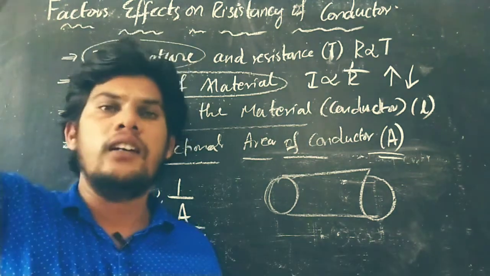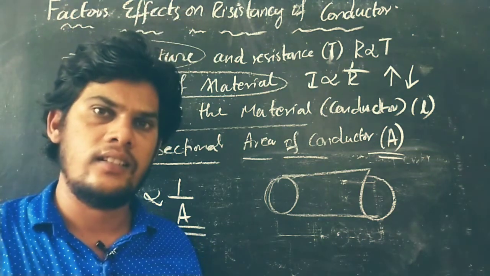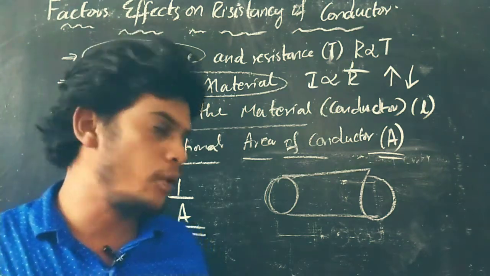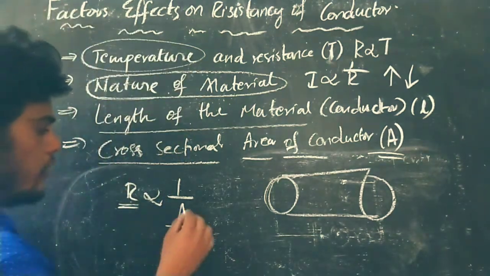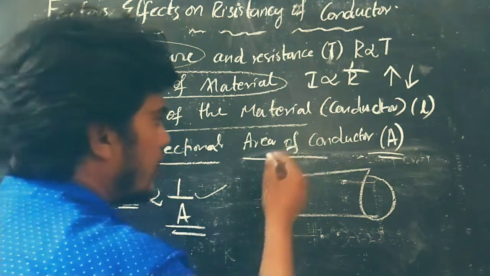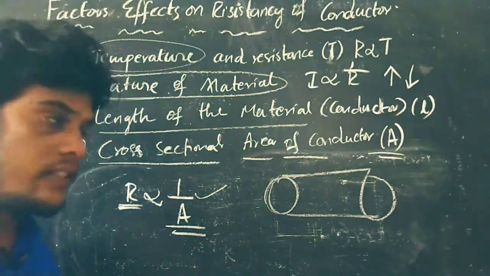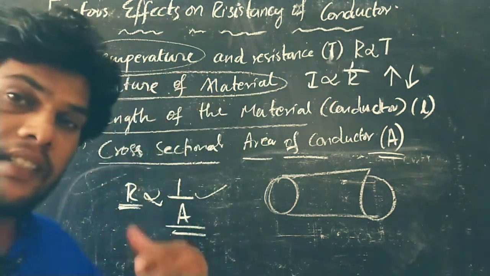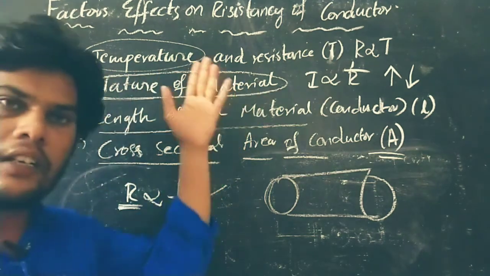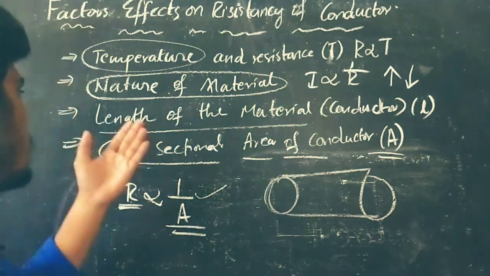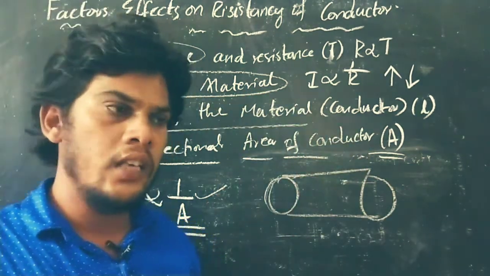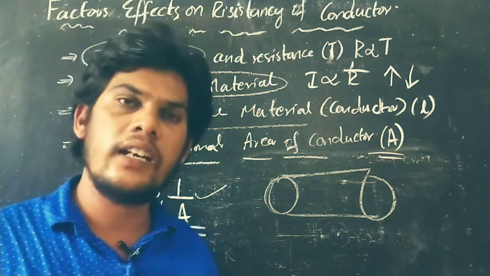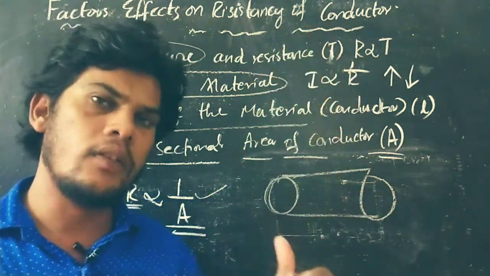Cross-sectional area increases means resistance decreases. Cross-sectional area decreases means resistance increases. Both are opposite to each other. They are inversely proportional. So resistance is inversely proportional to the cross-sectional area of the conductor. So dear students, from this we can say the resistance depends upon different factors. The first one is temperature. Temperature increases means resistance increases. The resistance depends upon the nature of the material, and we also discussed the length: if length increases, resistance increases. And we discussed the cross-sectional area: cross-sectional area increases means resistance decreases.